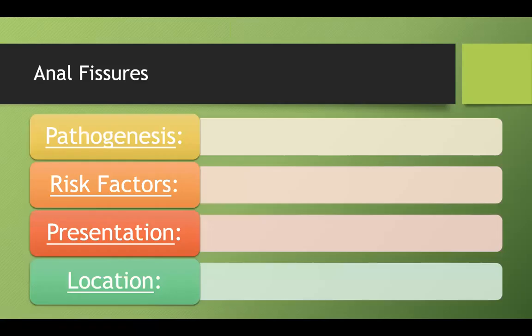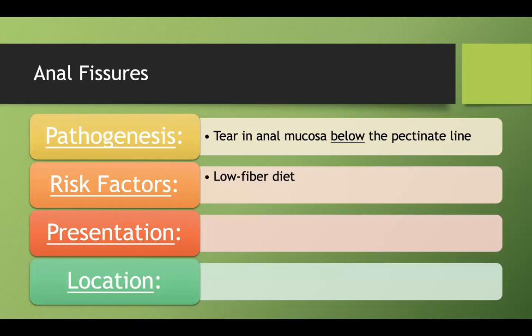Now let's briefly discuss anal fissures. So anal fissures are caused by tears in the anal mucosa below the pectinate line. And so this could be caused by a low fiber diet or constipation. So it's that repeated straining can cause some damage in this region. And so since we're below the pectinate line, we know that it's going to involve some sort of somatic innervation.